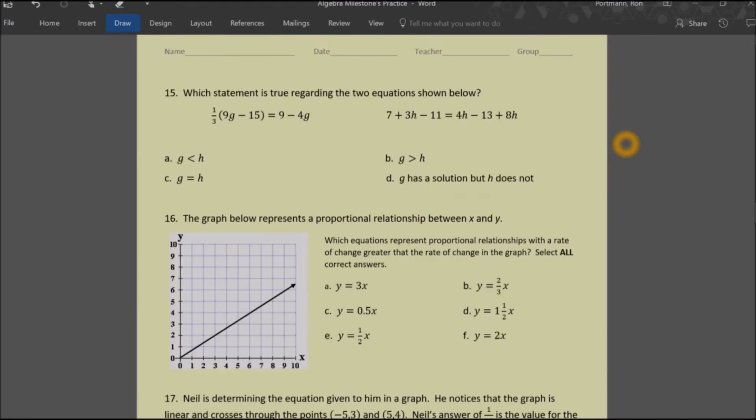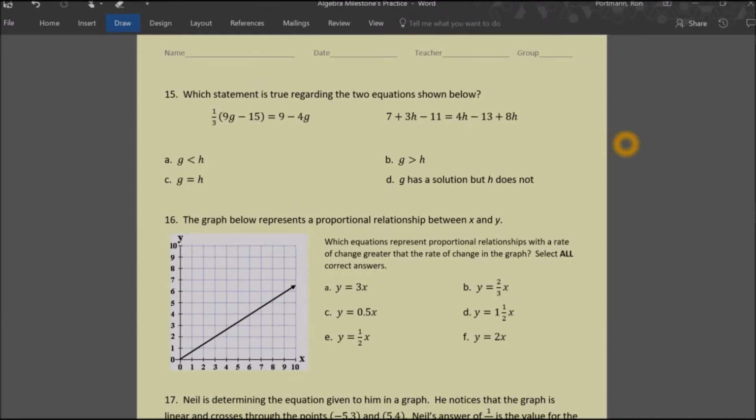Number 15, which statement is true regarding the two equations shown below? Oh my goodness gracious. I know how to solve multi-step equations, but I've never seen one with a fraction like this. Look, you're going to have a calculator, okay? And if you don't have a calculator, there's only 10 questions that you can't use it on. You'll still be fine. Type 1/3 times 9 into the calculator. 1 divided by 3 times 9. 1/3 times 9 is the same thing as dividing by 3. We're taking 9 and dividing by 3. So 1/3 times 9 would be 3.